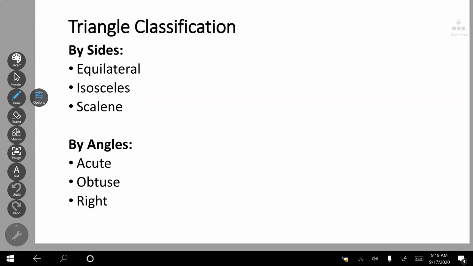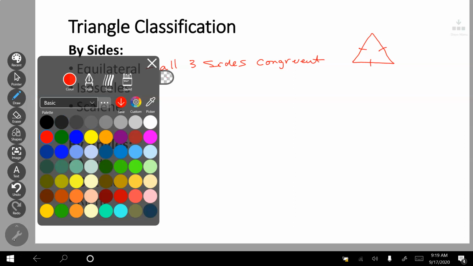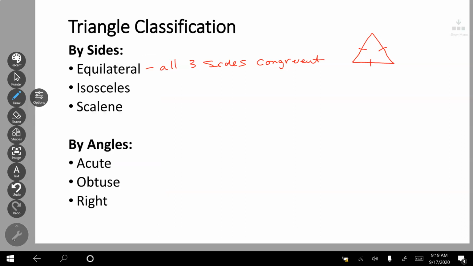One way is called equilateral, which means all three sides are congruent. If I drew a triangle, I would do 1, 2, 3 sides, and I put little tick marks on all three sides to show that they are congruent. Another way is called isosceles, which means two sides are congruent. I draw a triangle like this, and I put tick marks on here to show those two sides are congruent.